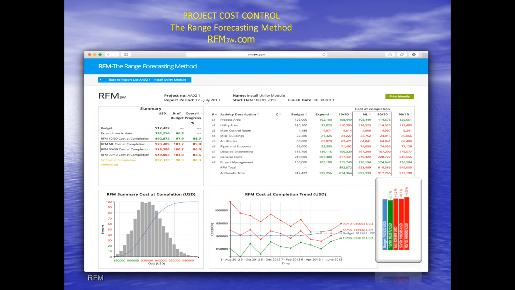Finally, there is this very handy bar chart. At a glance, the bar chart tells you if you are in or out of the trouble zone and by how much, in absolute values or percents of the budget.